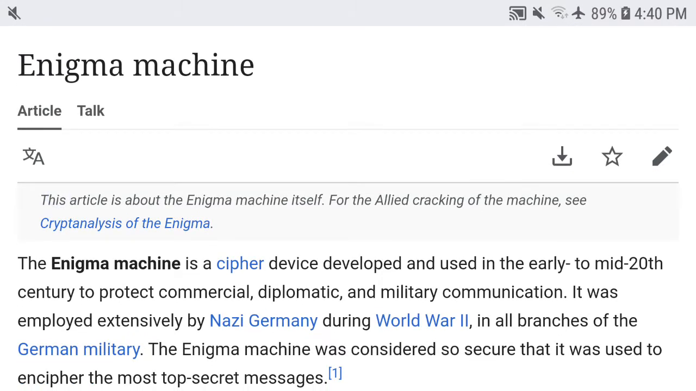so I had to do the Spooktober. But now, since everything is done, we can come back to that. So here we go. We are going to learn about the Enigma machine.